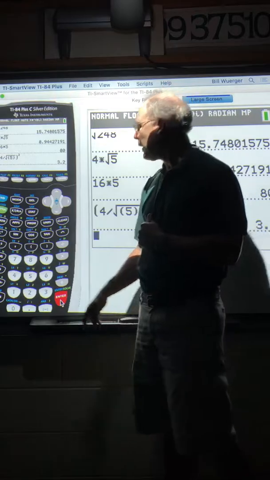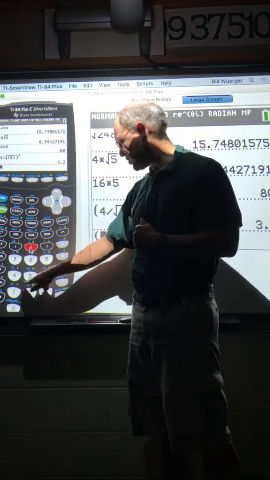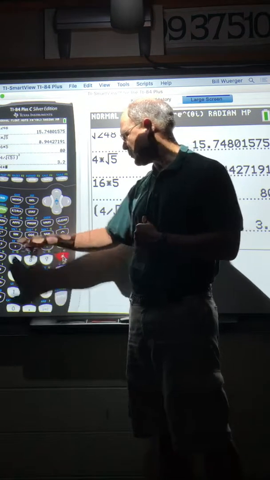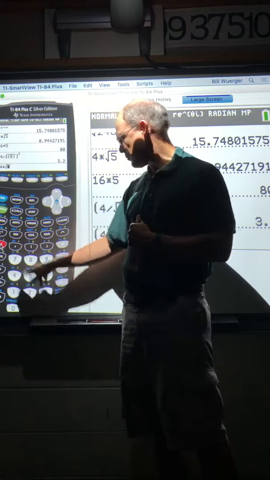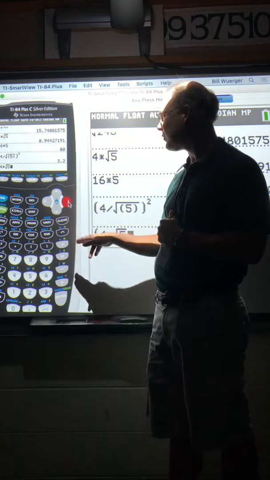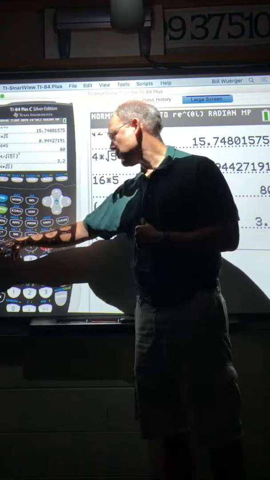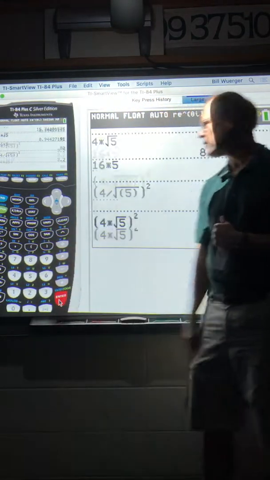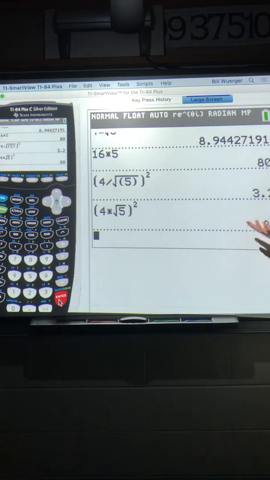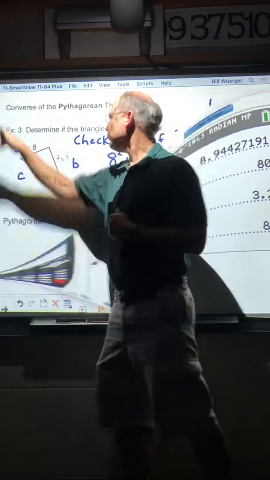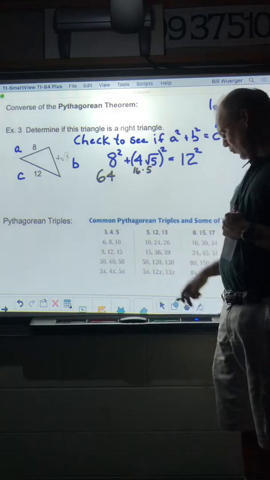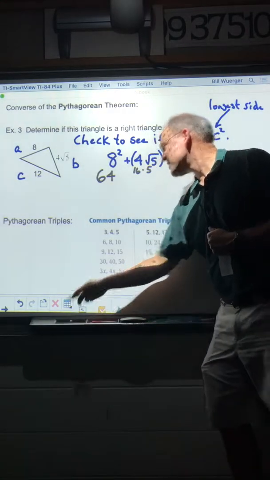Oops. That was wrong. I did division instead of multiplication. 4 times the square root of 5, parentheses squared. Let's try that. Okay, and I did get 80 that way too. Okay, so I've got 64 plus 80.